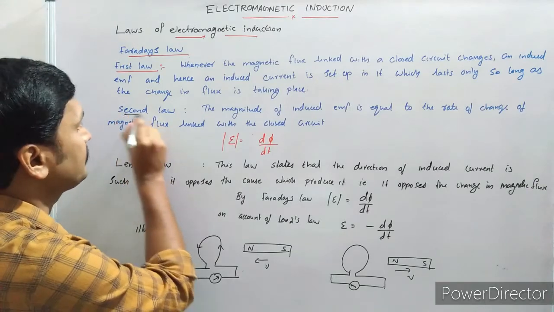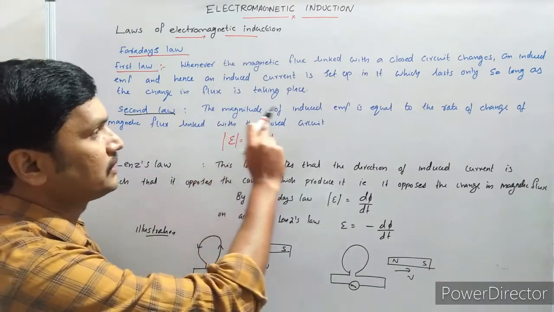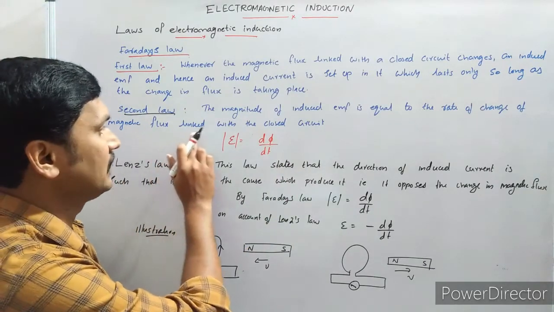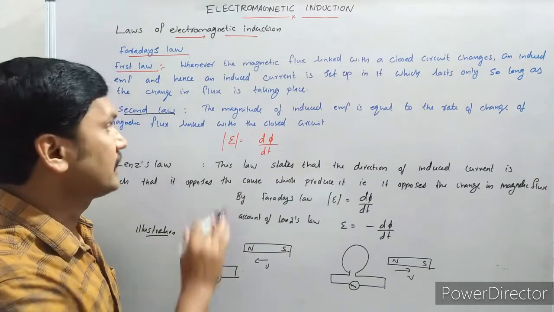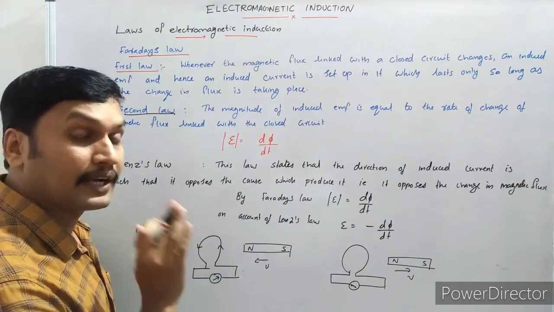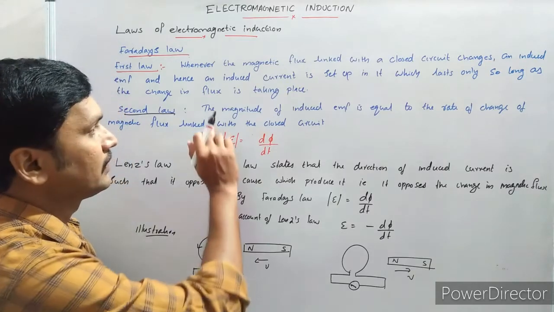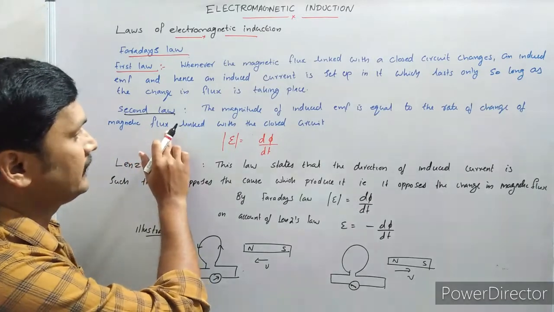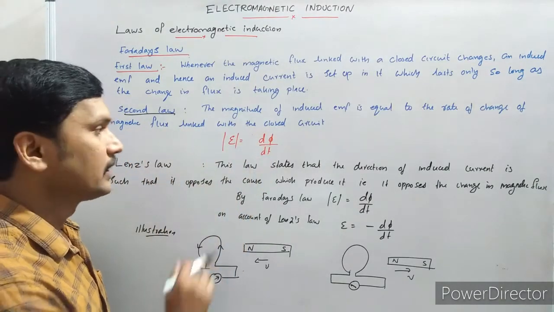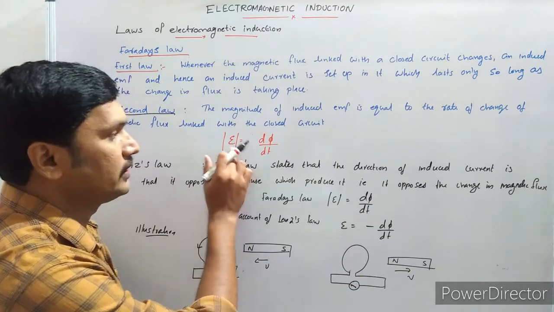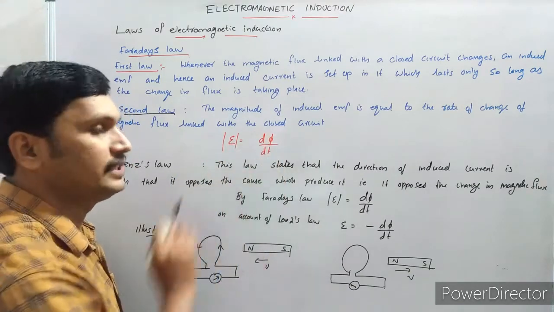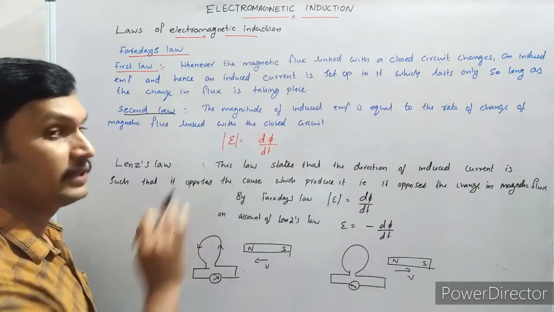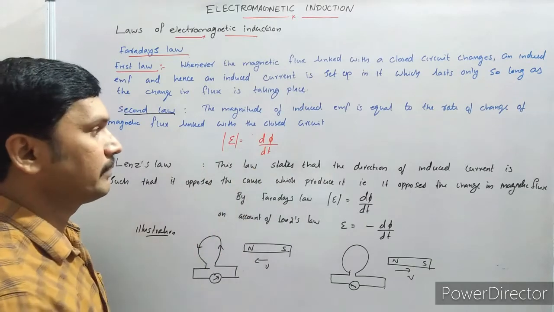Now see the second law. The second law is associated with the magnitude of induced EMF. The magnitude of induced EMF is equal to the rate of change of magnetic flux linked with the closed circuit. That's why we write the magnitude of induced EMF as E equal to d phi by dt, where d phi by dt is the rate of change of magnetic flux associated with the coil.